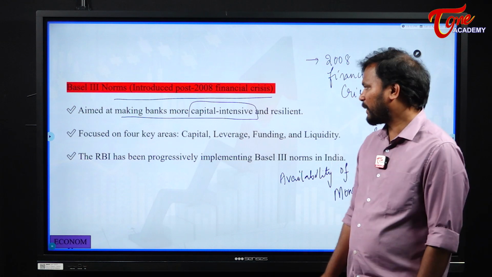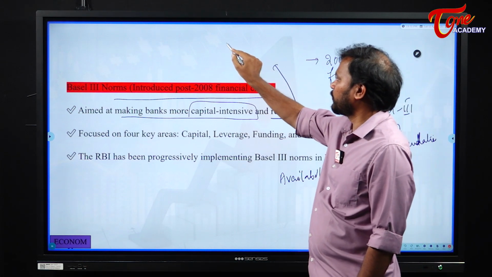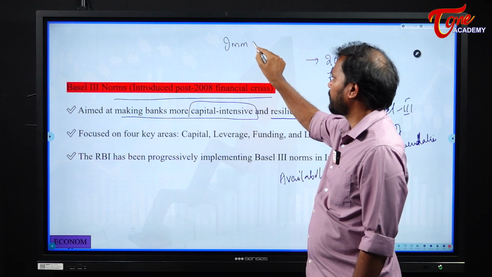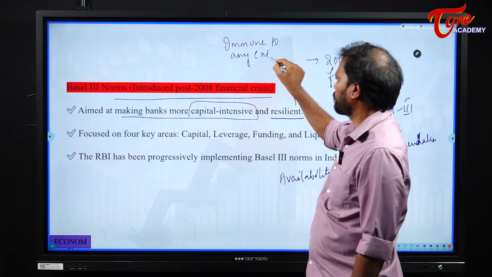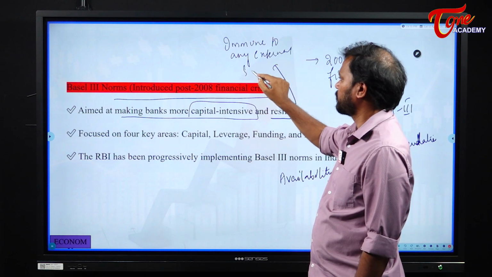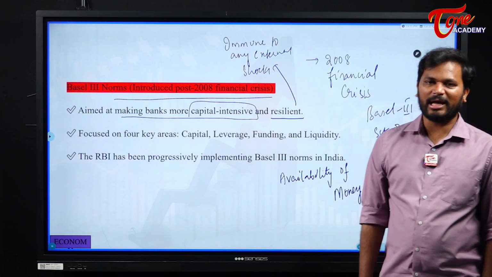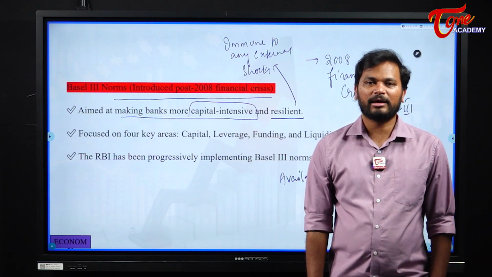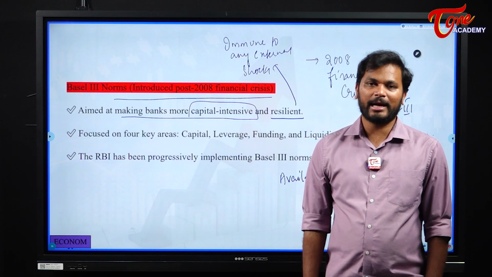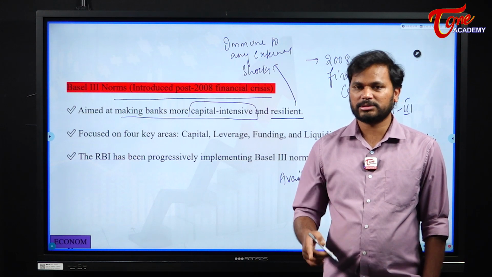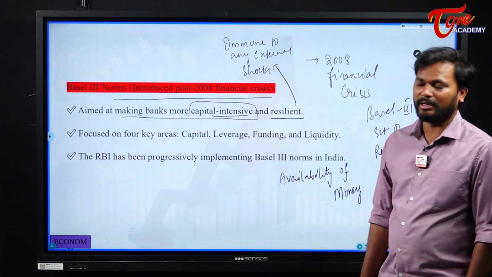That is one area, and they need to be resilient, or immune, to any external shocks. Something happening in another country, some scenario happening in America, should not affect our banking system. Our banks need to be immune and resilient to external shocks. So how can we be immune? By maintaining capital intensity.